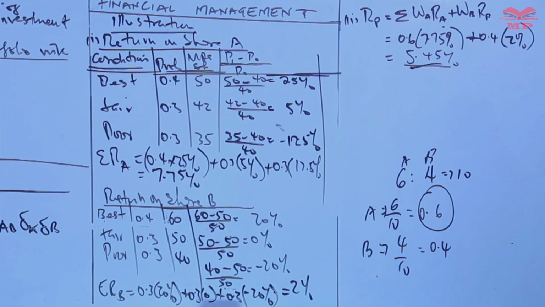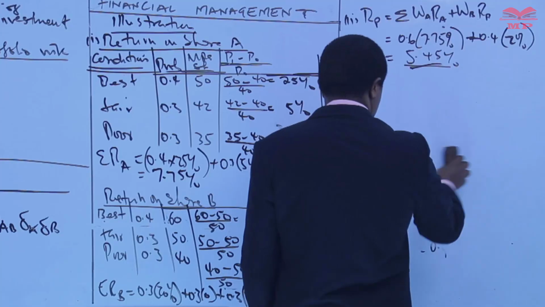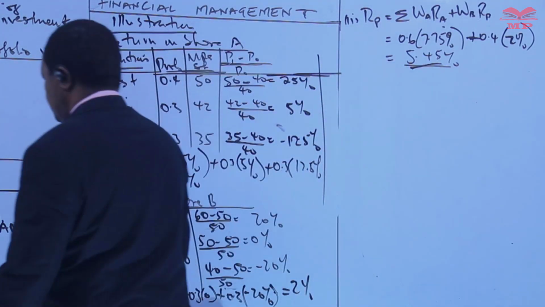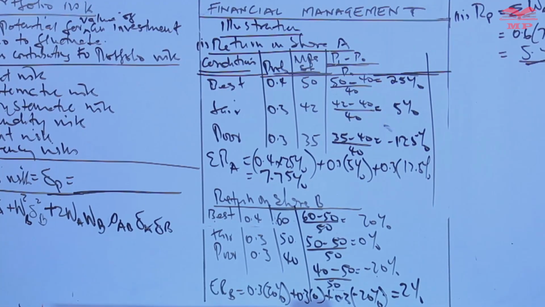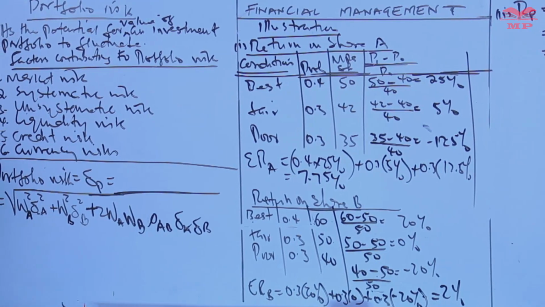Part 3, portfolio risk. We need to calculate the portfolio risk. So we need the standard deviation and we need the correlation coefficient. The formula, we have it on the board. This is the formula for calculating portfolio risk. It is the square root.